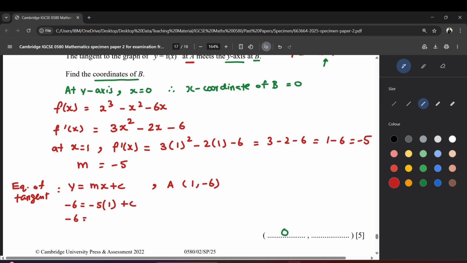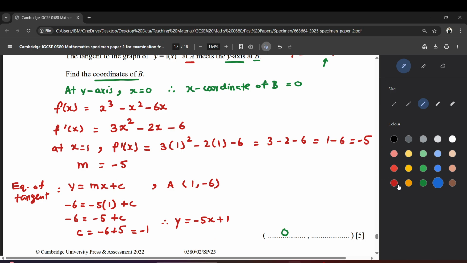So minus 6 equals minus 5 plus c. c is equal to minus 6, this minus 5 goes to the other side, becomes positive 5. So you have minus 1. Therefore, y equals minus 5x plus 1.